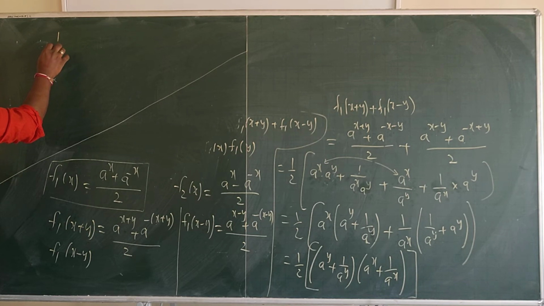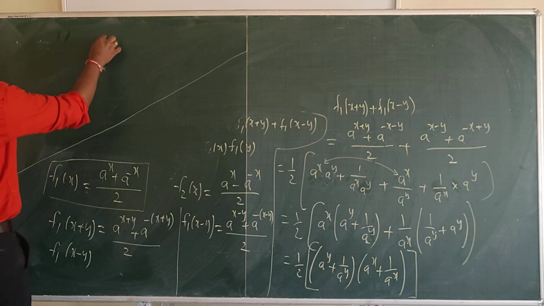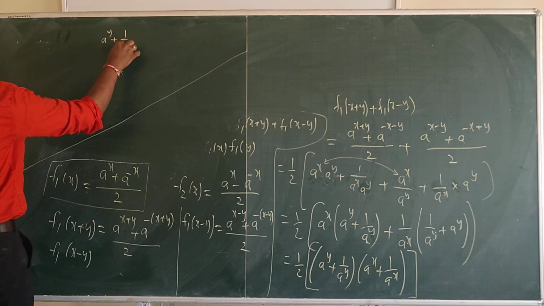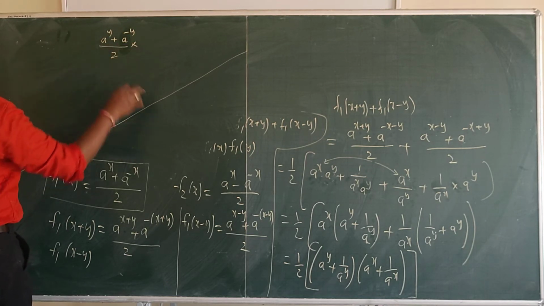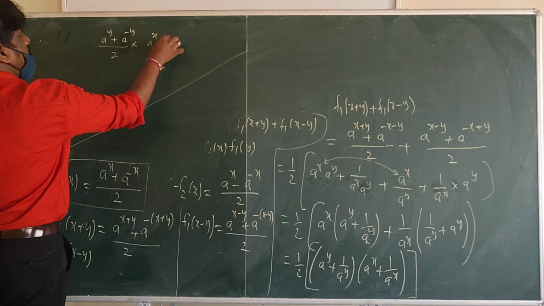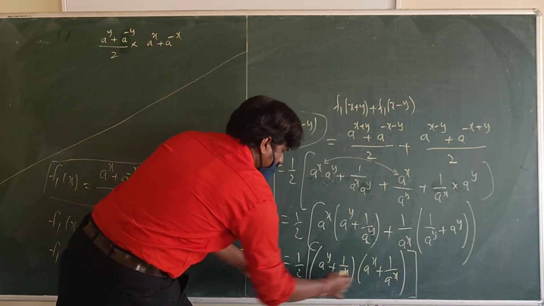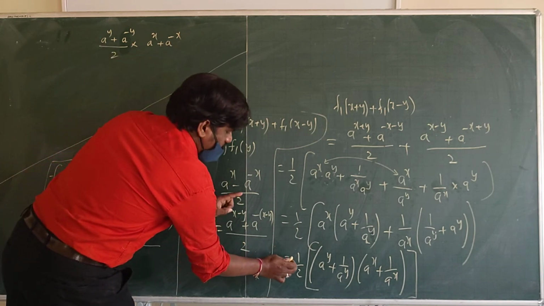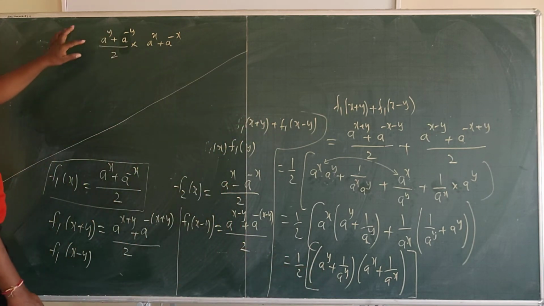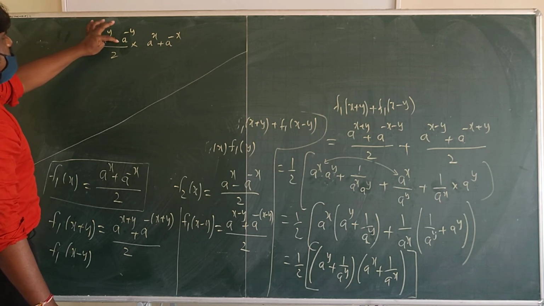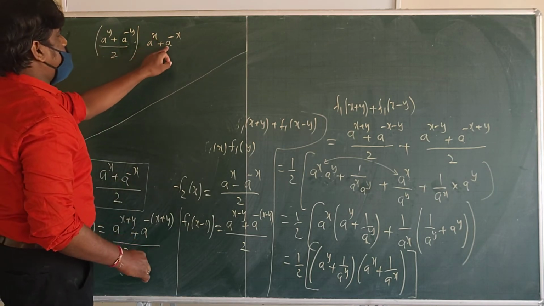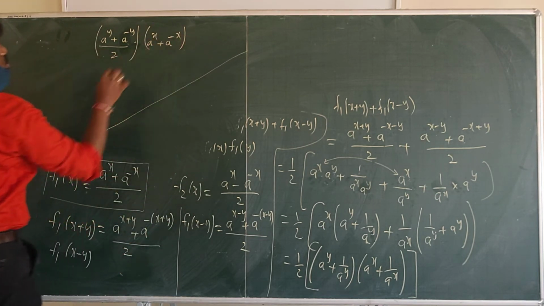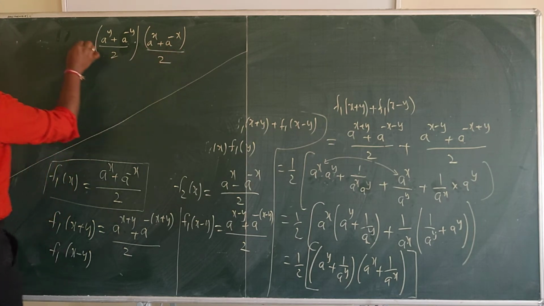See here, 1 by 2 means I can write multiply 2 inside: a power y plus 1 by a power y, that I can write as a power minus y, and divide by 2 into a power x plus a power minus x I got. This 1 by 2 will divide only in one place. So we get a power y plus a power minus y, divided by 2 into a power x plus a power minus x. To get 2 here, I will multiply by 2 and divide by 2.